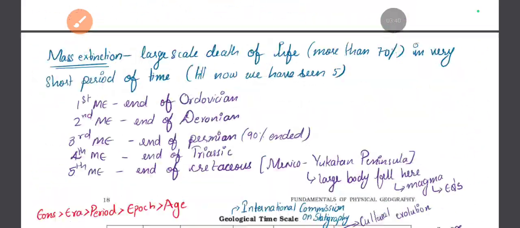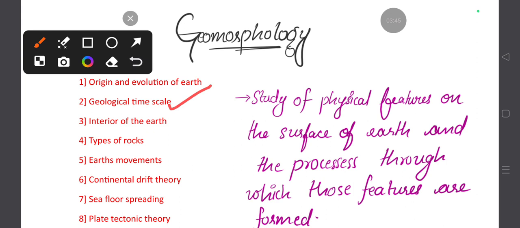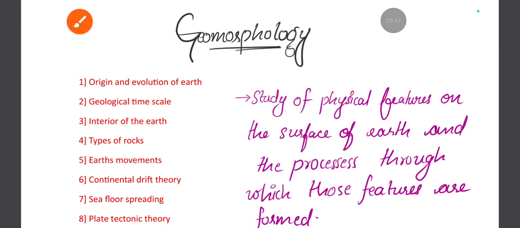Now we are going to study the second topic, that is nothing but the geological timescale. So first of all, let me tell you what the geological timescale is. The geological timescale is like the Earth's history book.